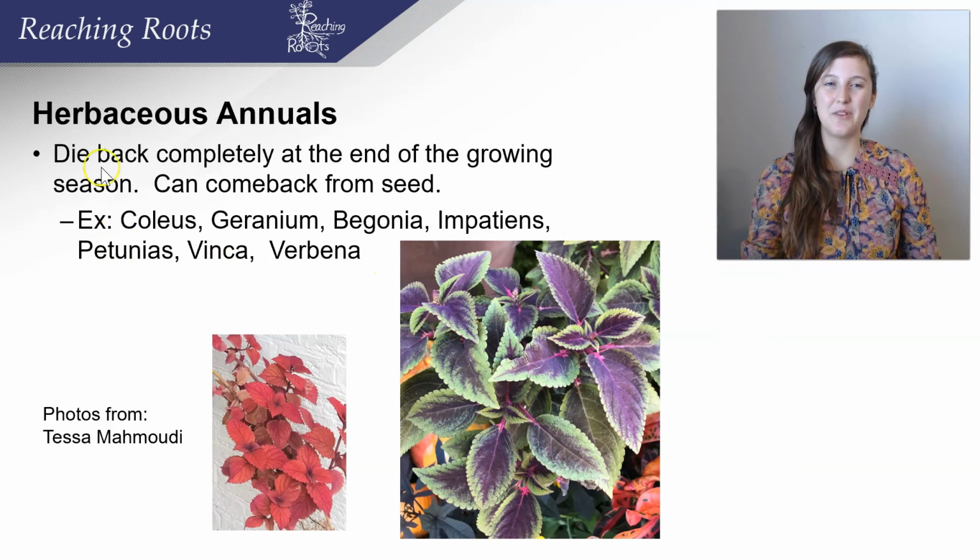Here are some examples of herbaceous annuals. Remember, annuals die back completely at the end of the growing season, and they can come back only in the form of a seed. Some examples are coleus. Coleus come in lots of different colors. They are very common and easy to grow herbaceous annuals. Other examples are geraniums, begonias, impatiens, petunias, and verbena.